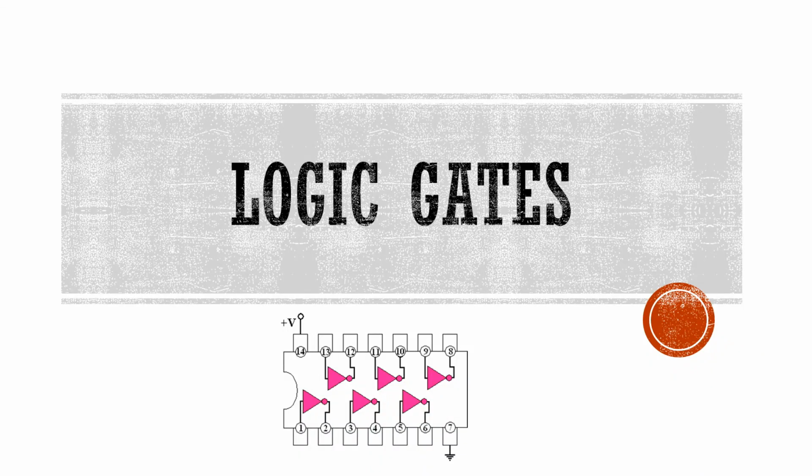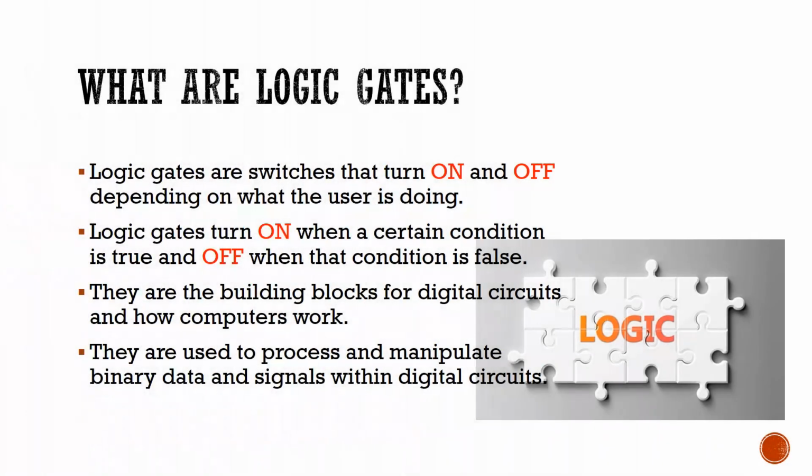Yes, so hello everyone. In this video we are going to learn about logic gates. Just to begin with, let's start with what logic gates are. Logic gates are like switches that turn on or off depending on what the user is doing. Logic gates turn on when a certain condition is true and off when the condition is false. They are the building blocks of digital circuits and generally how computers work.